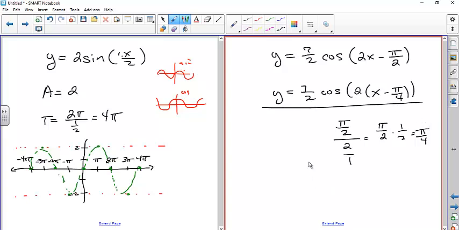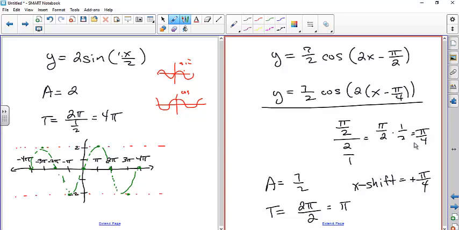So what is happening in this case? You've got an amplitude of 7/2. You've got a period equal to 2 pi divided by this constant, so you got a pi. And you've got an x shift equal to plus pi over 4. And that's because we have x minus the shift. So the shift is plus pi over 4.